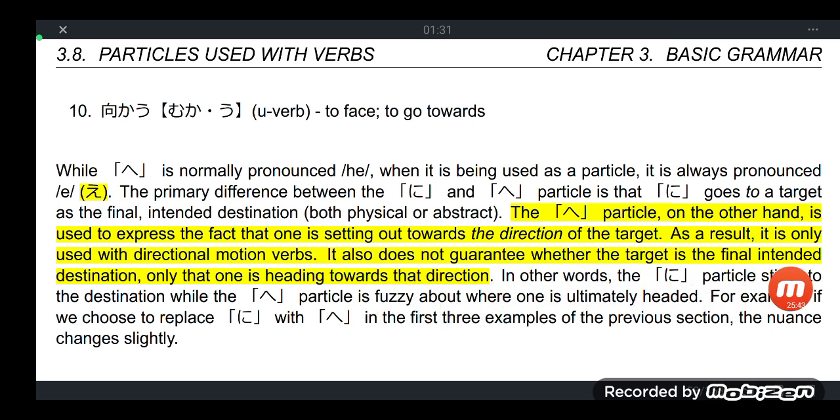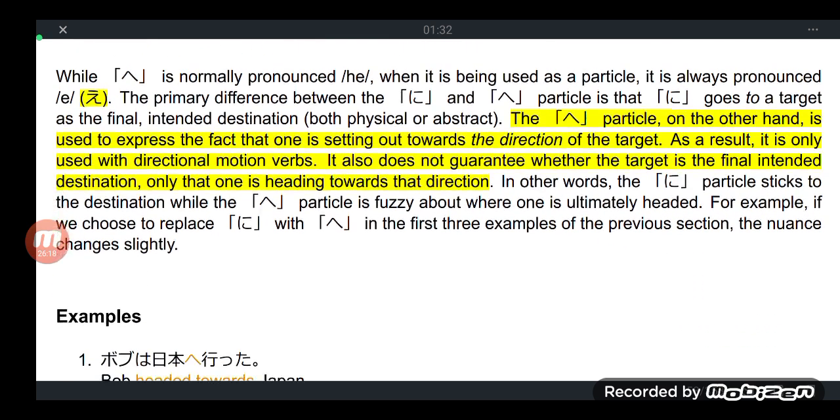In other words, the ni particle sticks to the destination, while the e particle is a little bit fuzzy about whether one is ultimately headed to that place. So there's still a little bit of uncertainty if that place is the final destination. For example, if we choose to replace ni with e in the examples of the previous section, the nuance changes slightly.